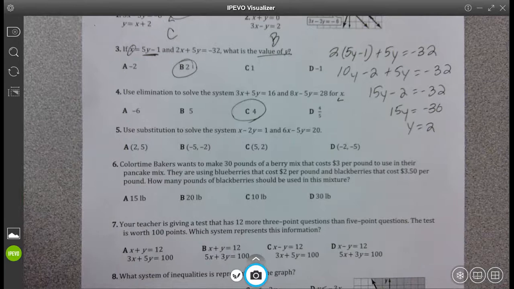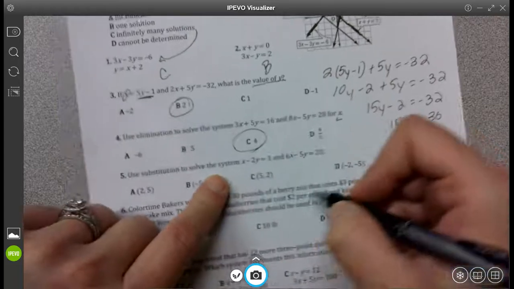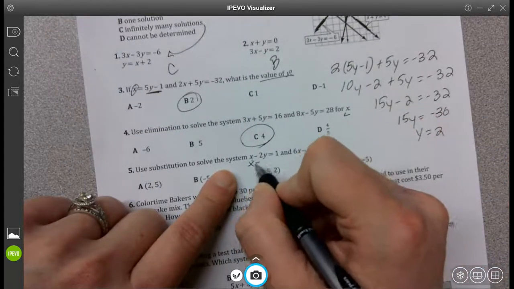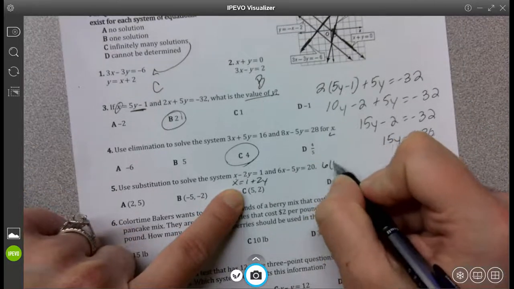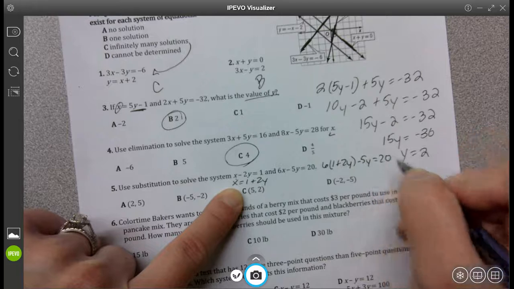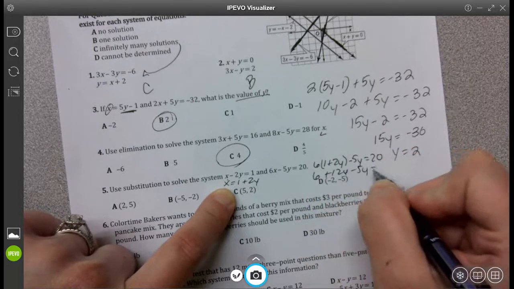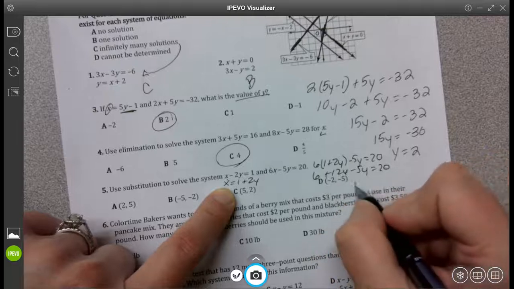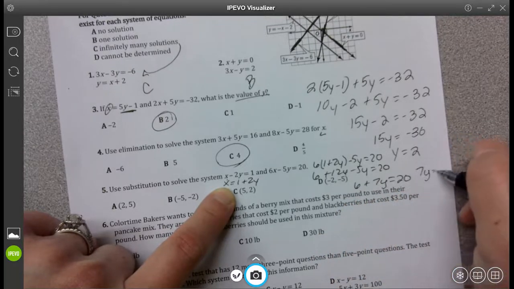Use substitution to solve. Okay, so I want to get x by itself, move 2y to the other side. So 6 times 1 plus 2y minus 5y equals 20. So I get 6 plus 12y minus 5y equals 20. I get 6 plus 7y equals 20. I get 7y equals 14. Y equals 2.